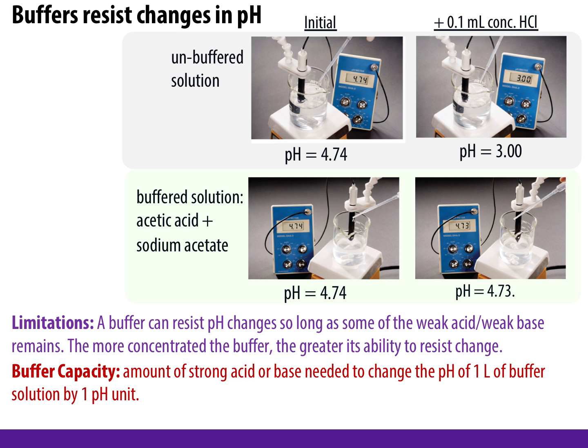And the more concentrated the buffer, the greater its ability to resist change, because it's sort of like having a larger sponge to sop up additional H+ or OH- ions. We can define a buffer capacity here as well, the amount of strong acid or base that's needed to change the pH by 1 pH unit. That's sort of a sign of our buffer completely failing once we change by 1 pH unit.